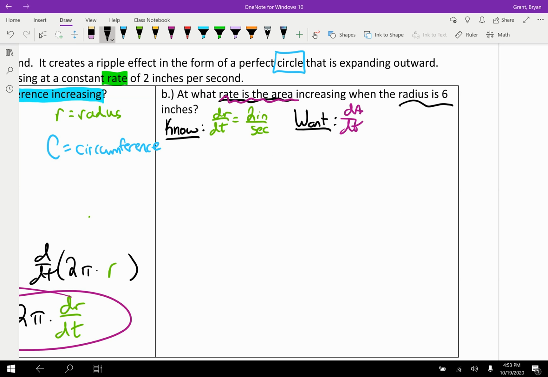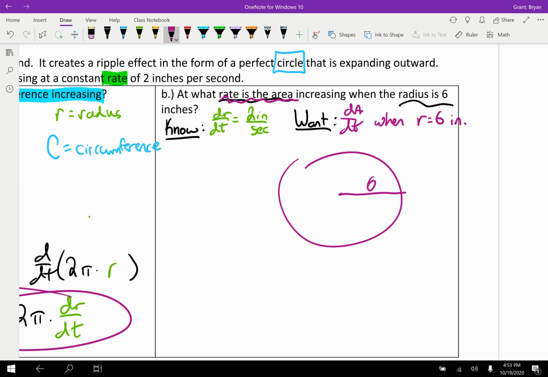So when they say when the radius is 6 inches, we're actually going to add this on to the want part. So I'm going to say we want dA dt when r equals 6 inches. And I always put it in the want so that we don't think that's something constant. The radius isn't always 6. If the radius is always 6 for a circle, is the area increasing at all? Well, no. If the radius is always 6, the circle's not moving. It's constant, and so dA dt will be 0. It won't be changing. But this is just saying it's changing. We're pausing. All right, enough of that.